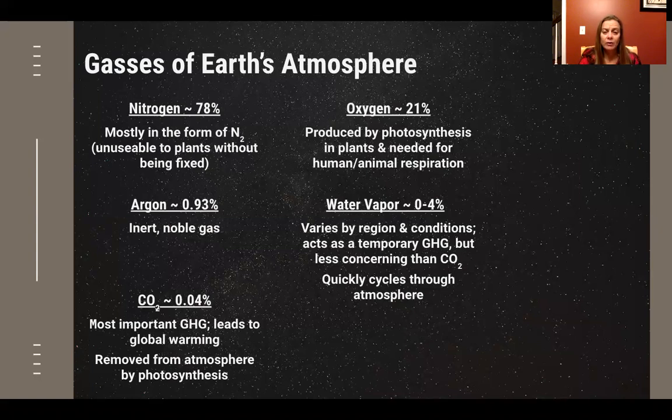Okay, we also have oxygen. That's the other major component of the atmosphere. It's produced by photosynthesis in plants and phytoplankton. It's needed for human and animal respiration. So the amount of oxygen is incredibly important.